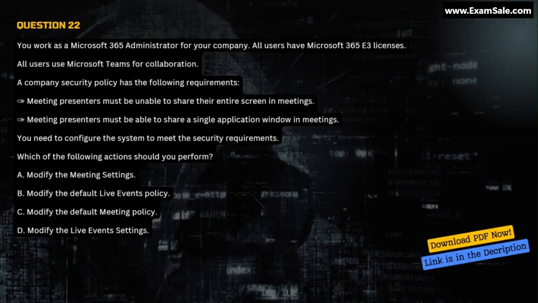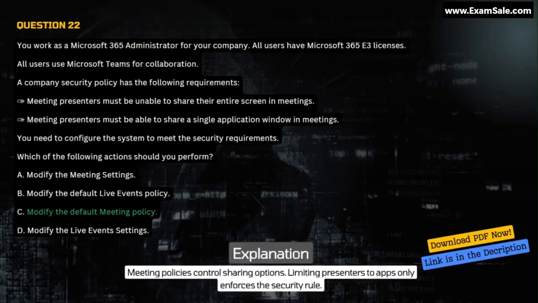Which of the following actions should you perform? A. Modify the meeting settings. B. Modify the default live events policy. C. Modify the default meeting policy. D. Modify the live event settings. Correct answer, C. Modify the default meeting policy. Explanation. Meeting policies control sharing options. Limiting presenters to apps only enforces the security rule.